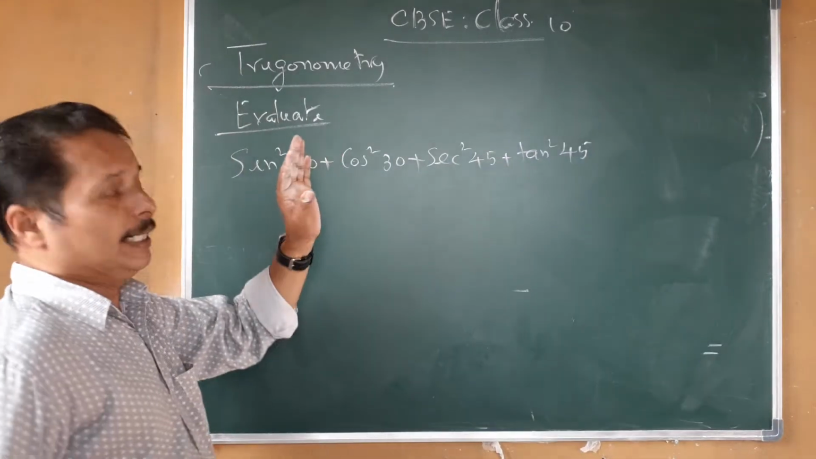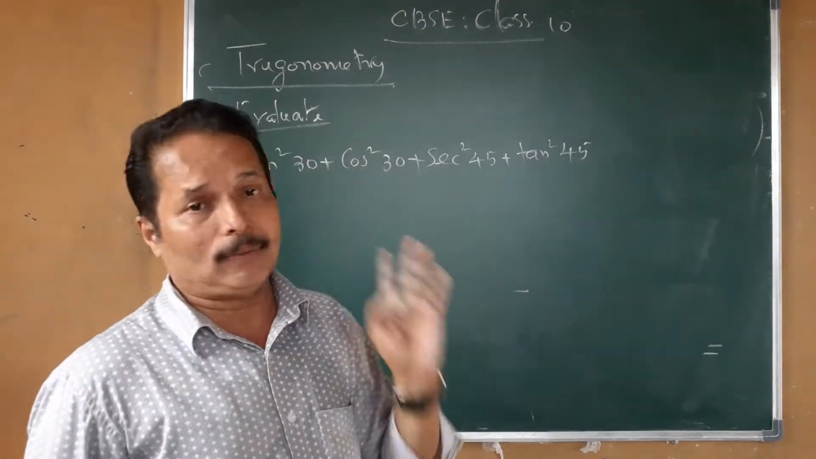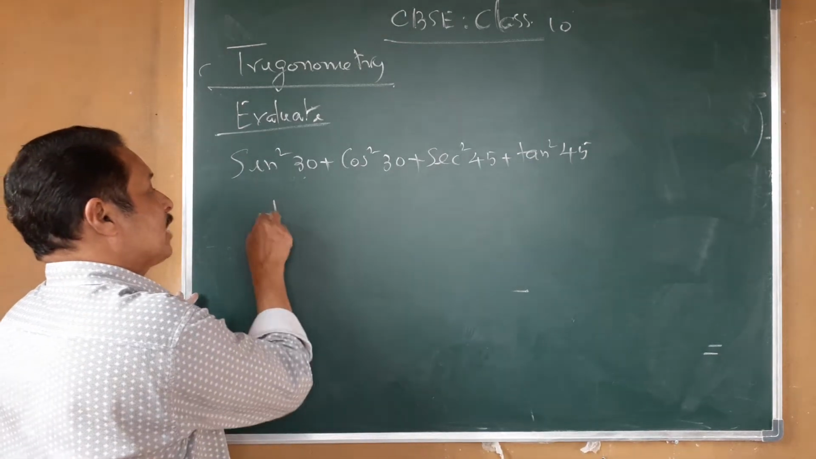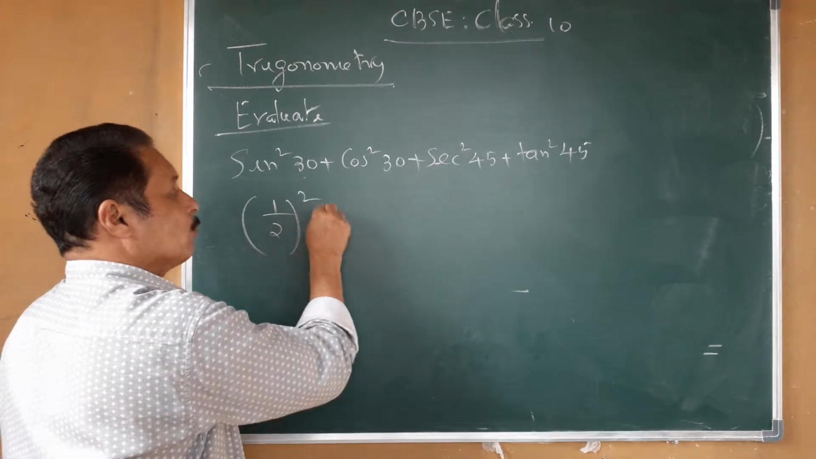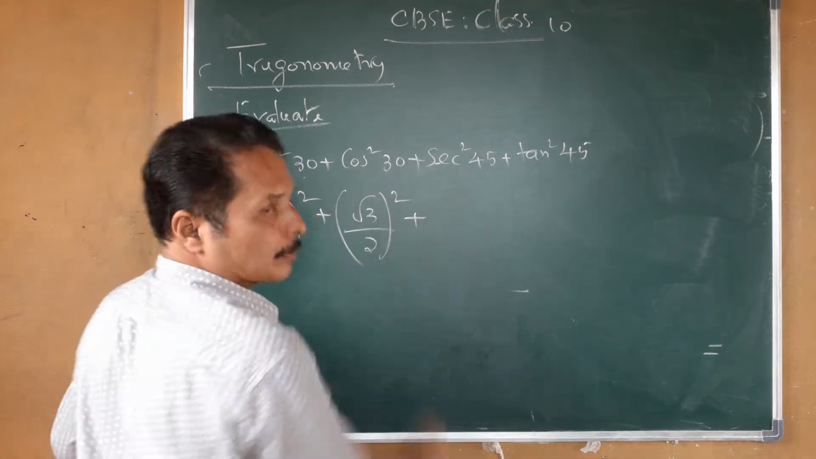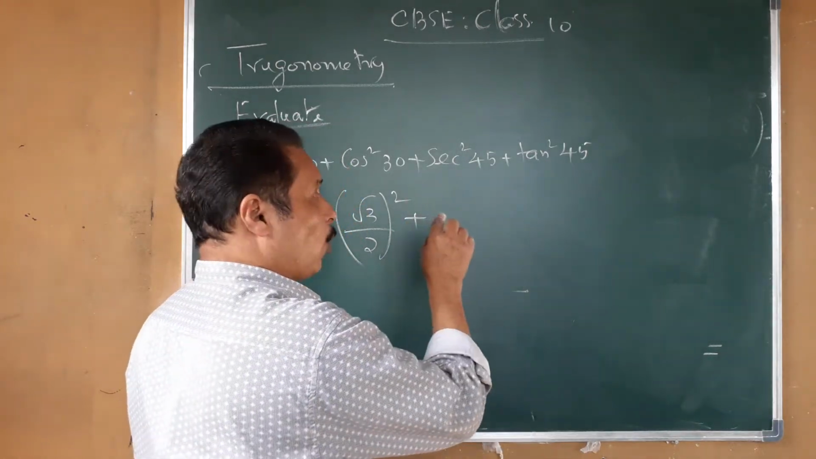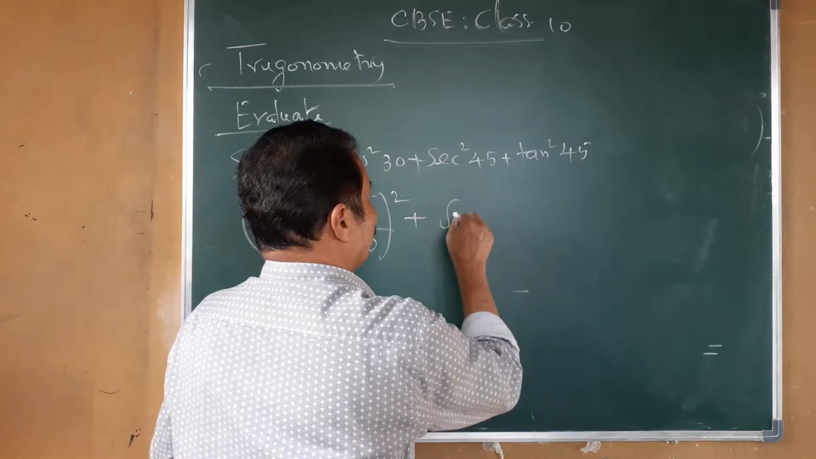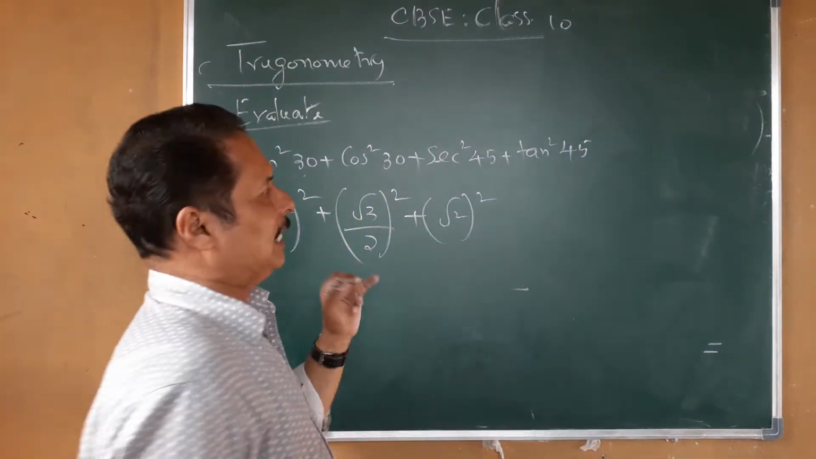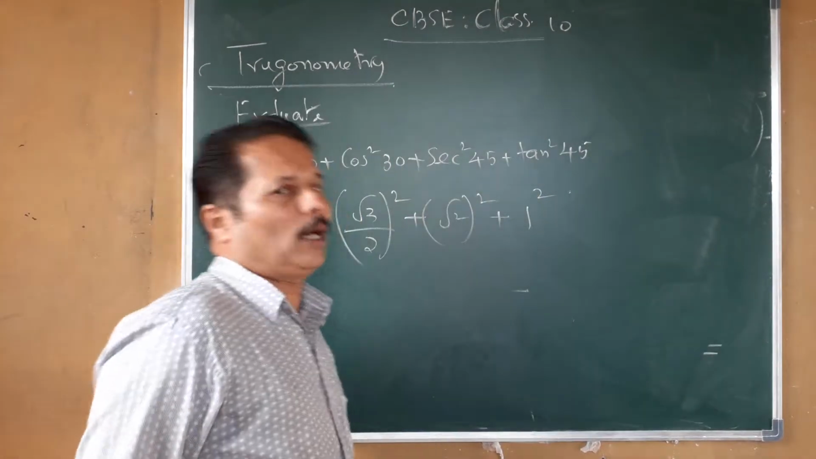Now, you already studied the values of 30 degree, 60 degree, 45 degree, and 0 and 90 degree also. Now it is sin square 30. You studied that the value of sin 30 is 1 by 2, so sin square is 1 by 2 whole square. Cos 30 is root 3 by 2, that's also squared. It's clear. And sec 45: cos 45 is 1 by root 2, so sec 45 is root 2. Sec is the reciprocal, of course. You remember that. And tan square 45: tan 45 is 1, so your answer is 1 square.